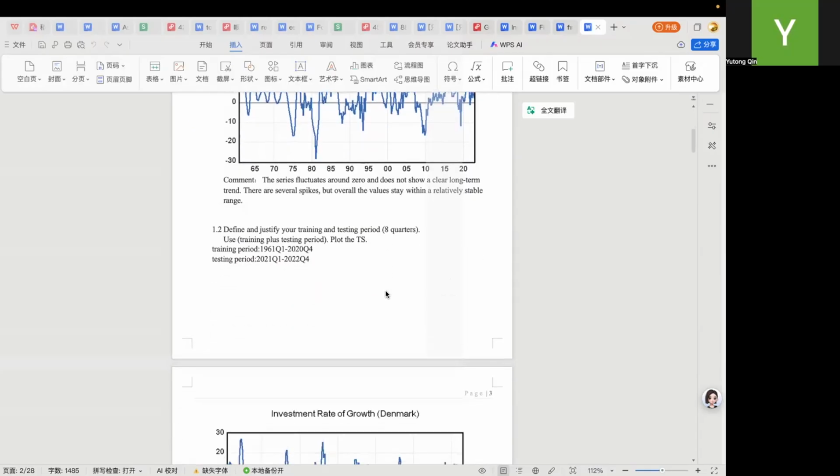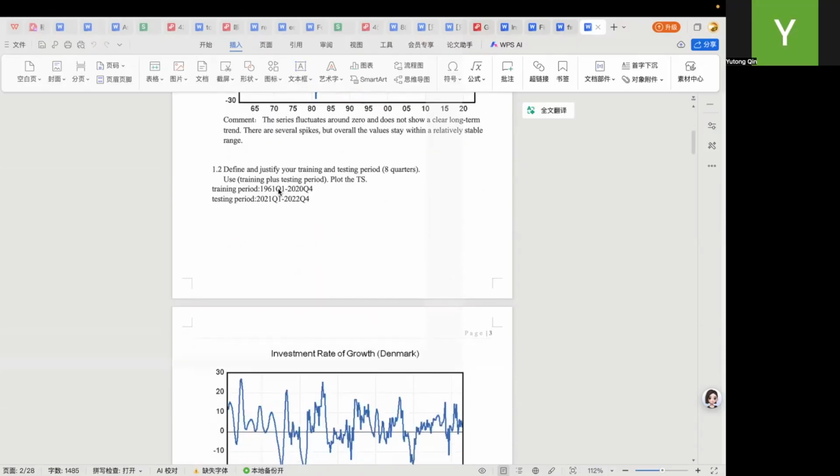Next, we divide the data into a training period from 1961 Q1 to 2020 Q4, and a testing period from 2021 Q1 to 2022 Q4. When we compare the training sample with the final period, we found that the patterns are quite similar, which suggests that the pandemic did not significantly affect the structure of the data.